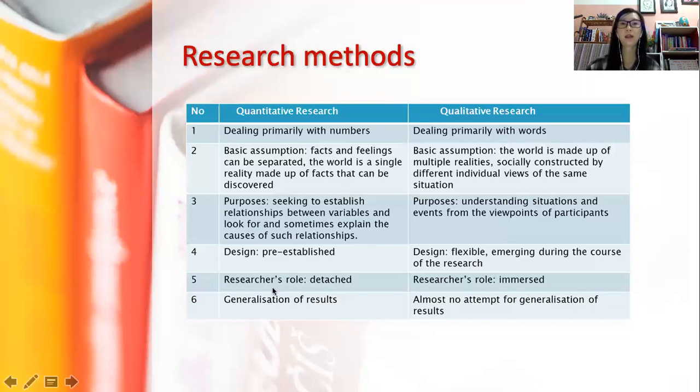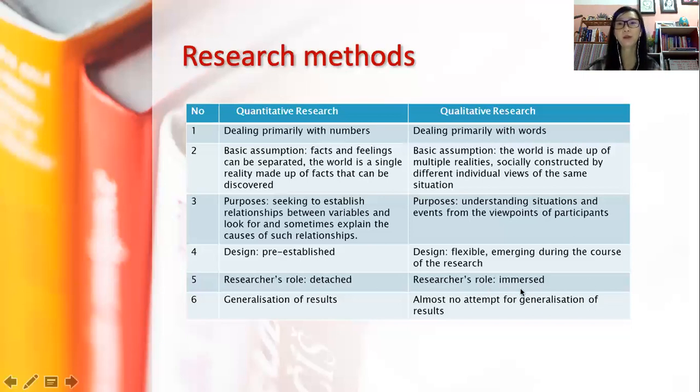Okay, and then regarding the researcher's role, the quantitative researcher is detached. Detached means not personal at all, because we have to be objective. So that's why when you do a quantitative research, you do not really identify your participants as truly an individual. Sometimes you assign them by giving numbers because it's kind of detached.